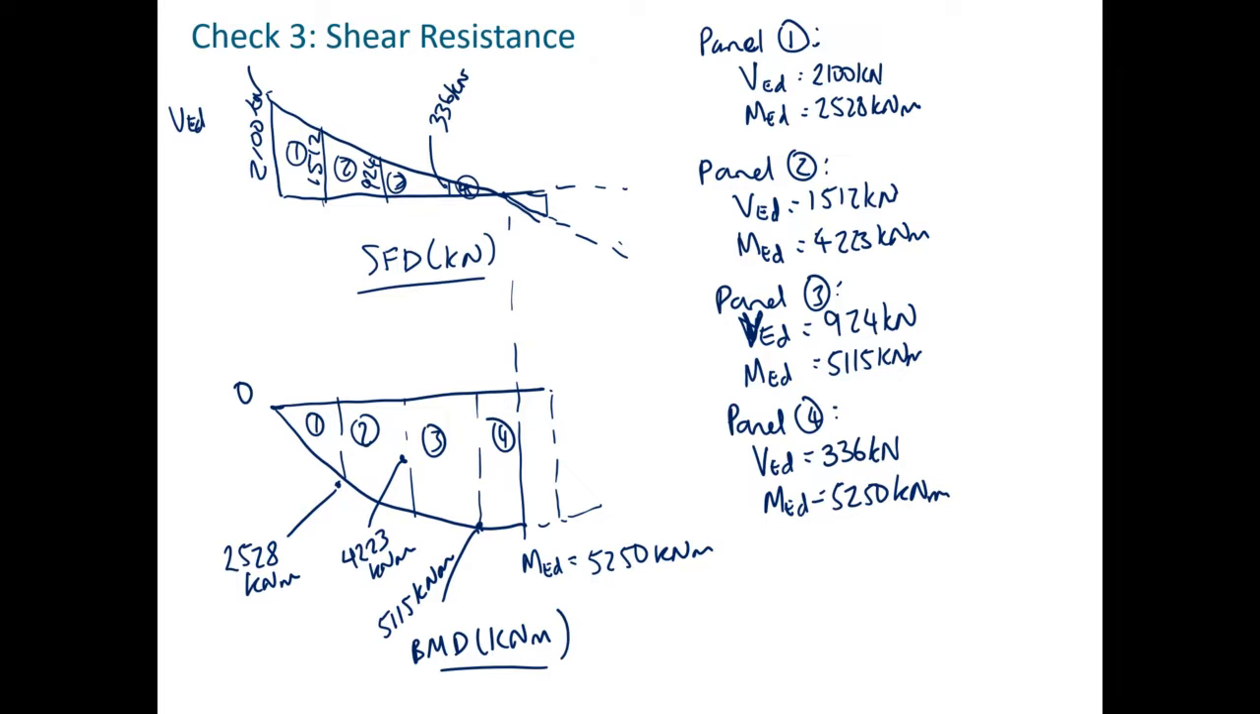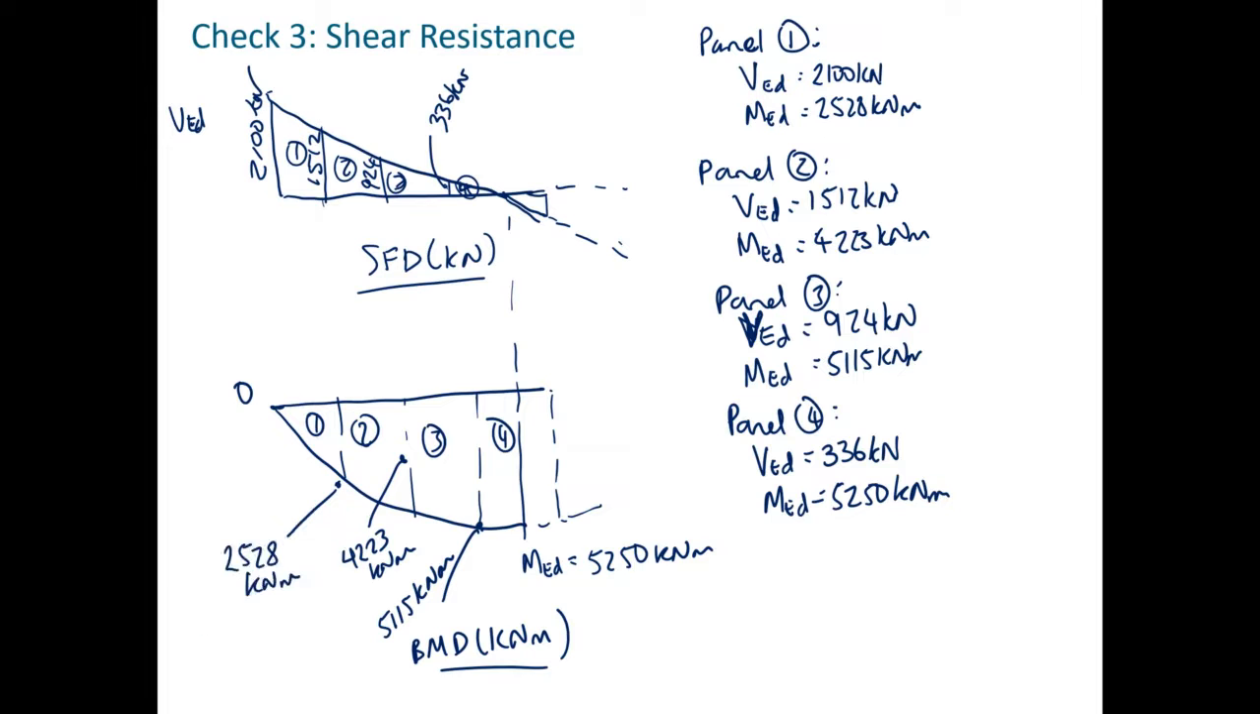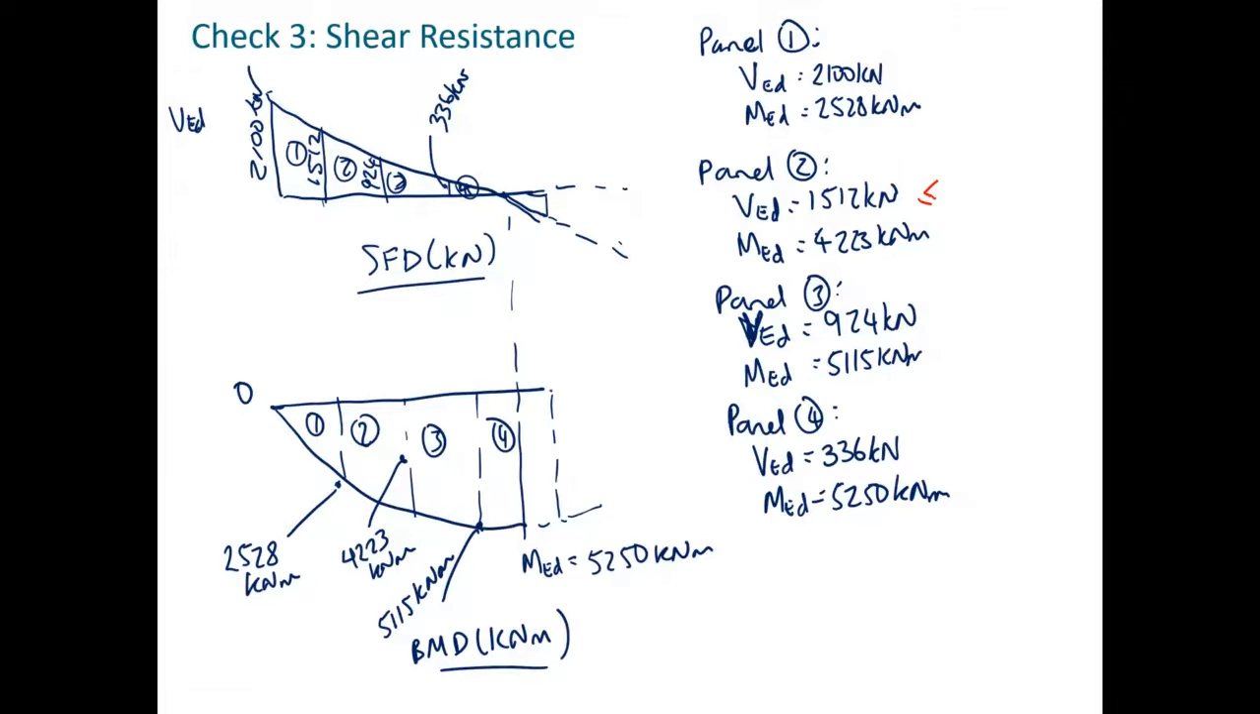Okay, so there's all the different panels in there. So what can we notice from those? Well, we've already looked at panel 1. If we look at panel 2 in there, we can see that this VED is less than or equal to the shear buckling capacity of the web, which we worked out as 1898. So therefore, we don't even need any of the flange in there. And that's the same, obviously, for this one here, for panel 3 and panel 4.